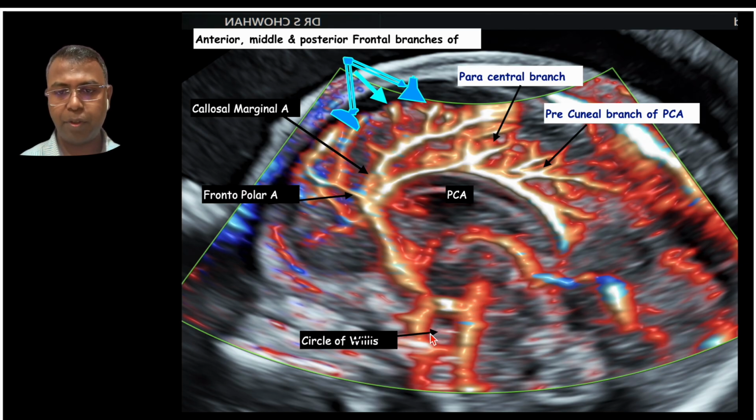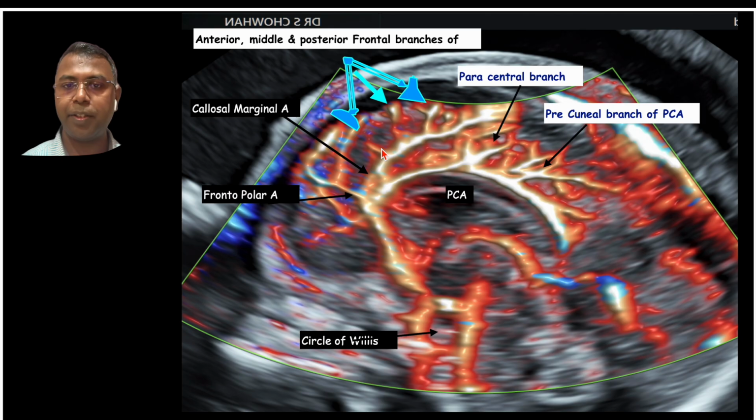This is the circle of Willis, you can make out very clearly, right? This is the precommunicating or the A1 segment. This is the postcommunicating artery. This is the first branch. This is the frontopolar artery which is arising, and this is the orbitofrontal artery. These are branches from the A2 segments. And this part which is arising here, this is the callosal marginal artery.